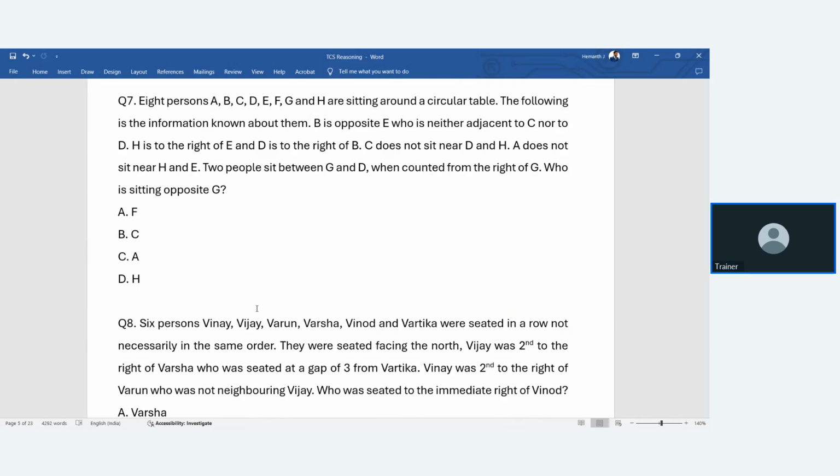Eight persons are sitting around a circular table. Good. The following is the information known about them. B is opposite E. So you have to create a circular table. Everyone try that. We have to create a circular table. And yeah, you can observe.